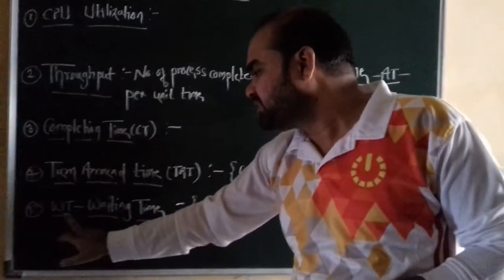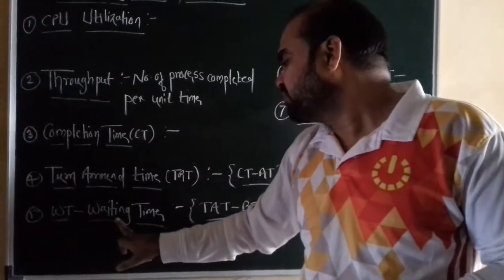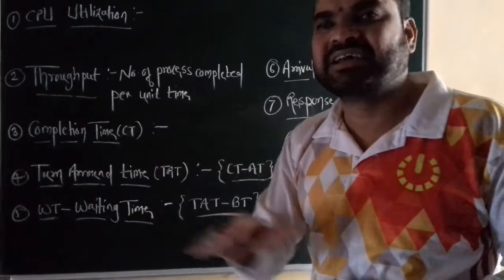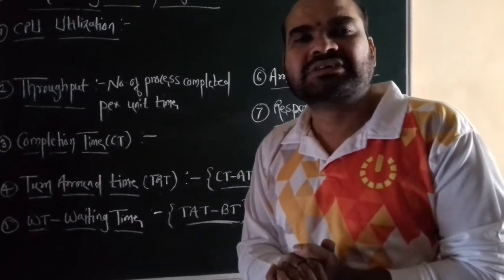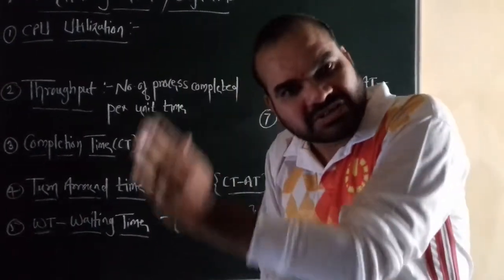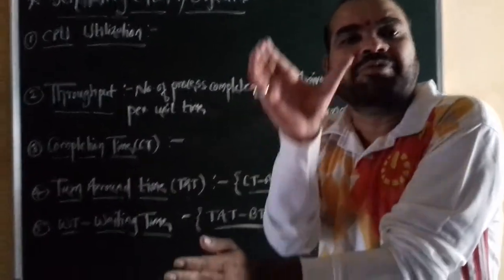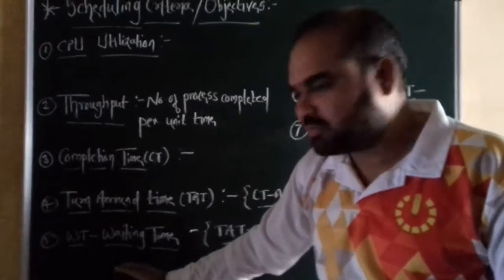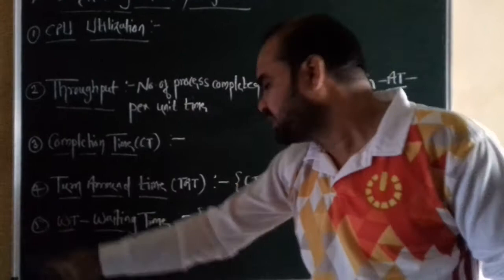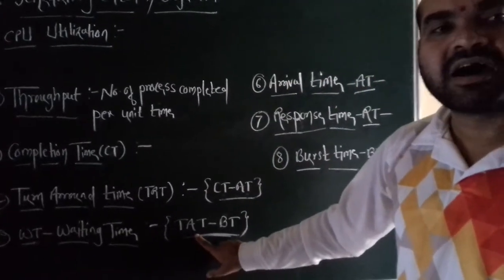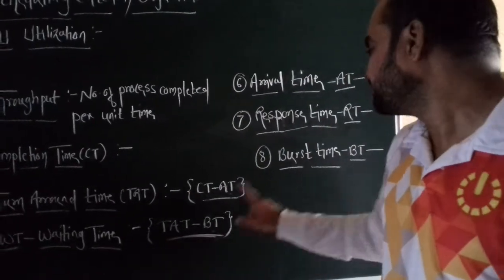Next point is WT. WT means waiting time. Waiting time means what exactly? Whenever a particular process waits for execution, that time duration is the waiting time. Waiting time's short form is WT. Waiting time is equal to turn around time minus BT. BT means burst time.